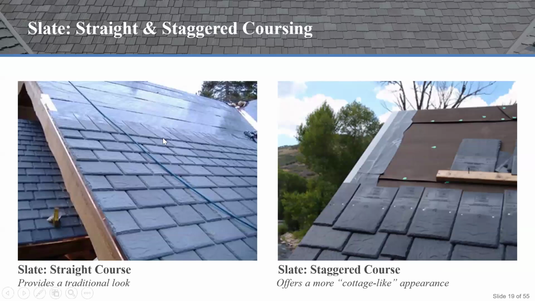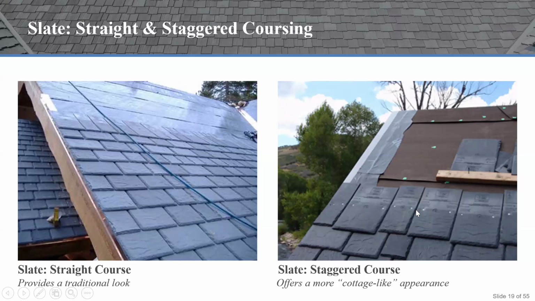So this here is just an example of, there's a couple different ways that you can install these products. So probably one of the most common is going to be just your good old fashioned straight coursing. Okay. So where you have a very consistent exposure all the way across the rows. Okay. Another way, and that's going to give you a very traditional look, if you will. Okay. Where you can also stagger these products.